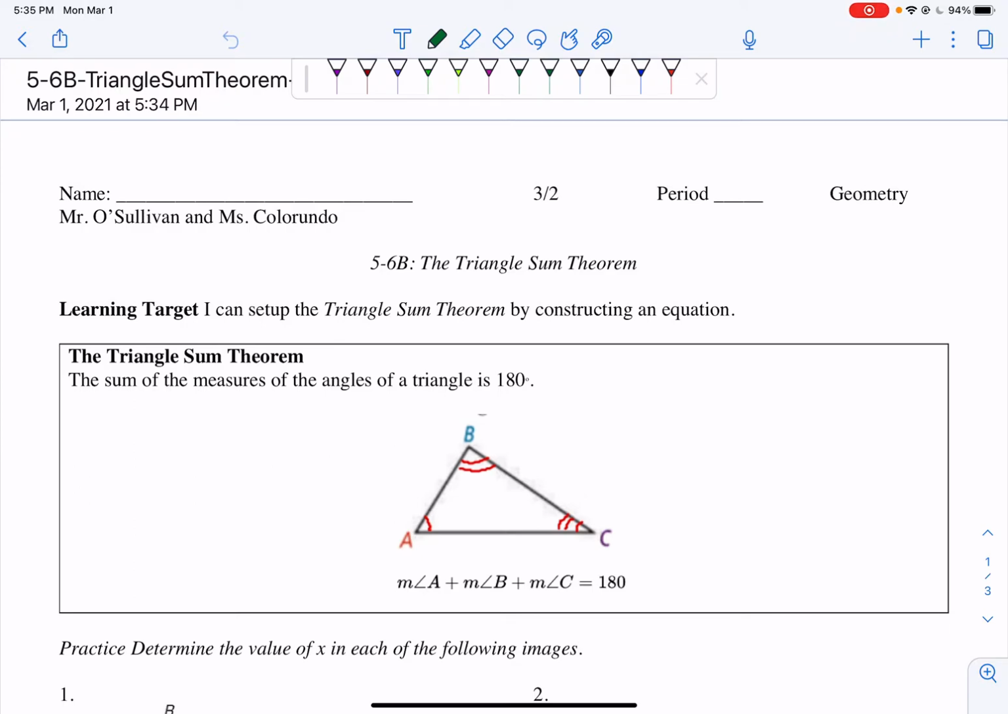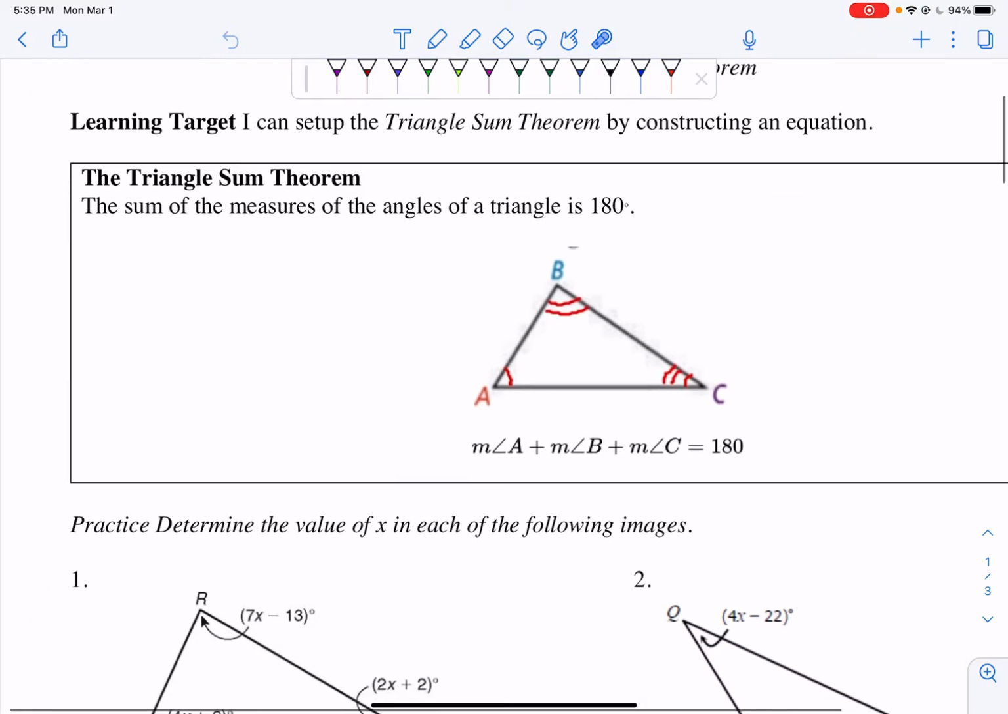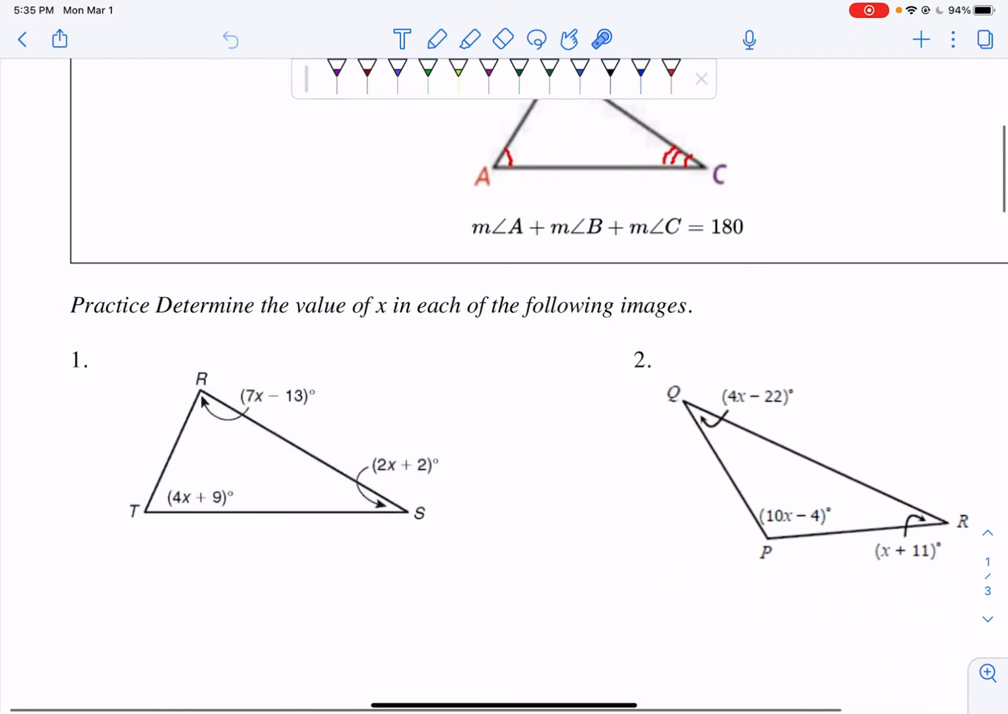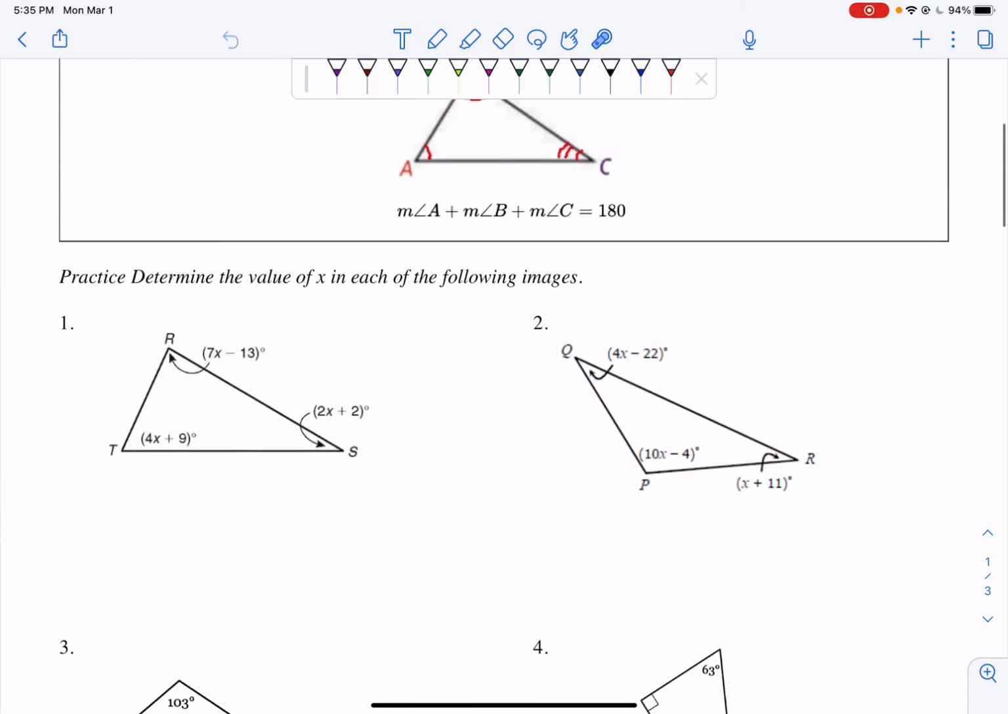So the triangle sum theorem we went over yesterday says the sum of the measures of the angles of a triangle is 180 degrees. All you're doing is taking your three angles that are on the interior of your triangle, like angle A, angle B, and angle C, adding them up and setting them equal to 180 degrees. That's the magic number. Every triangle, 180 degrees. Say it for me. Every triangle, 180 degrees.